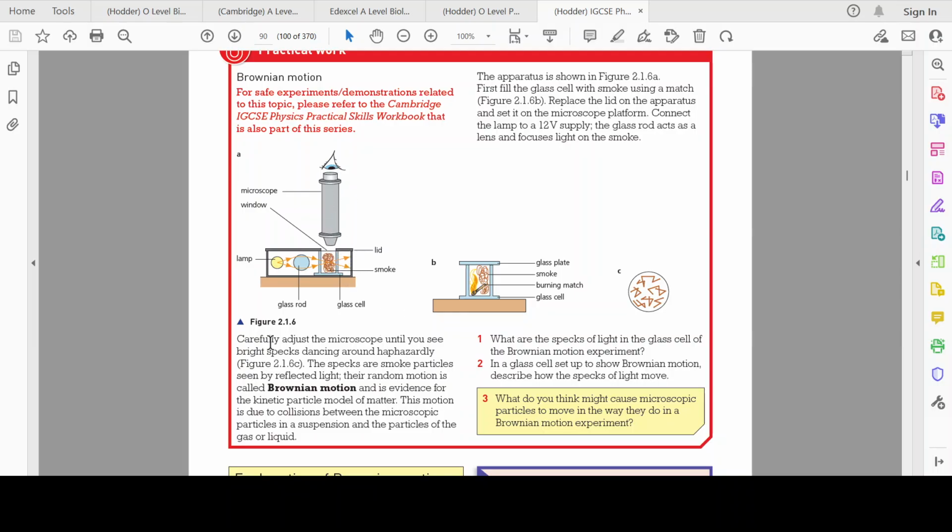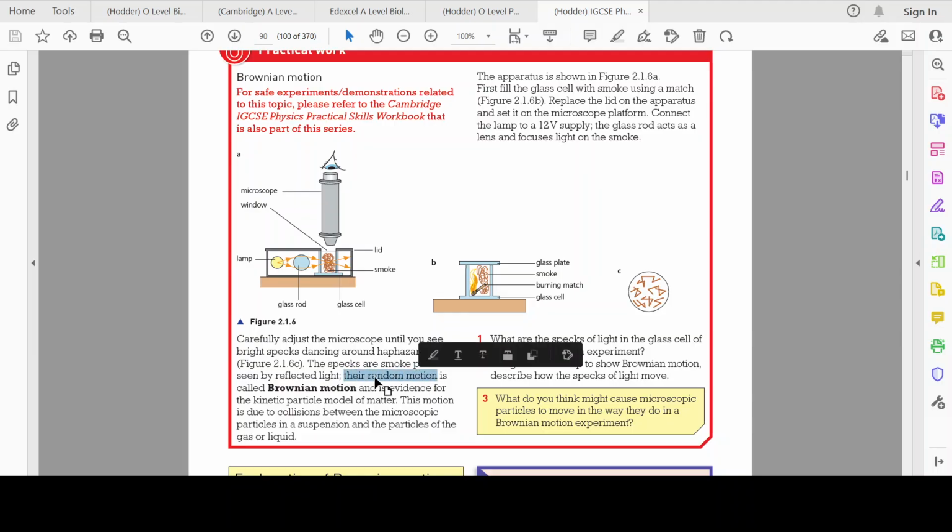So what you're doing is carefully adjusting the microscope until you see bright specks dancing around haphazardly. The specks are smoke particles seen by reflected light. So this light is falling on the smoke particles, which appear as bright specks. Or for example, you've seen dust in your room in sunlight. That's basically what you're seeing.